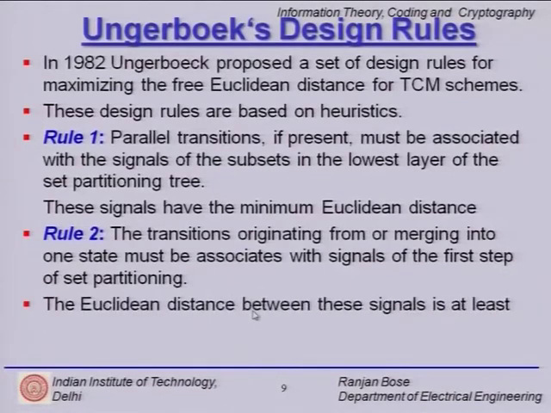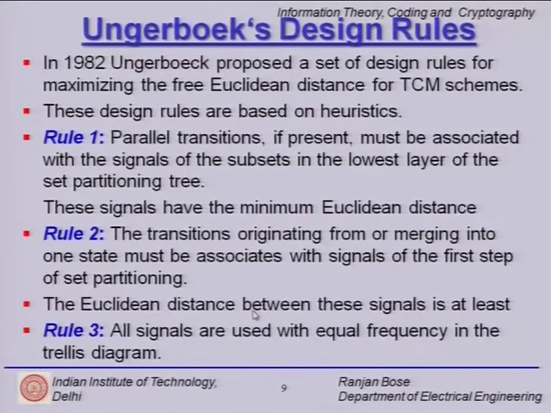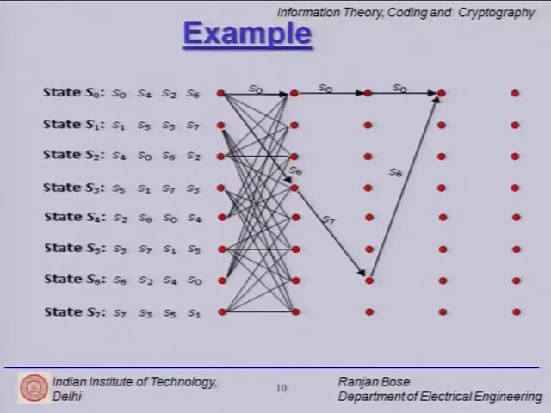And finally, what we must do is try to ensure that all signals are used with equal frequency. This is to our advantage, otherwise if you use certain signals too many times, then you end up reducing the distance. This is an example we did in the last class, and how we have been able to assign the diverging paths and the merging back paths from the sets of symbols which are maximally apart.